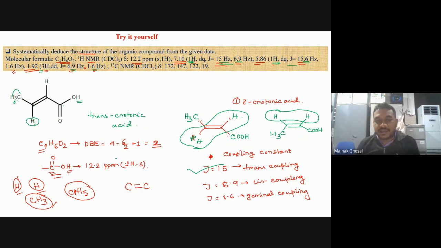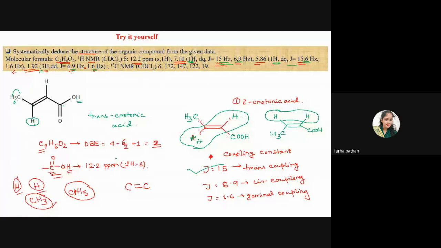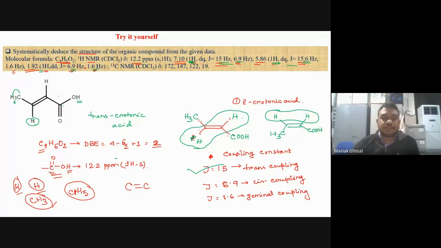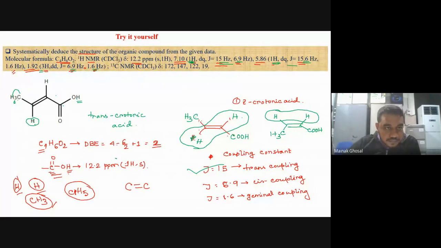Now I need to match the carbon 13 data. So 172 ppm, which one will this be? Who told me that you have done it? Carbonyl carbon, sir. Which one? Carbonyl carbon, the acid carbon. Yes, this will be 172. Now, which should be 147 and which should be 122?